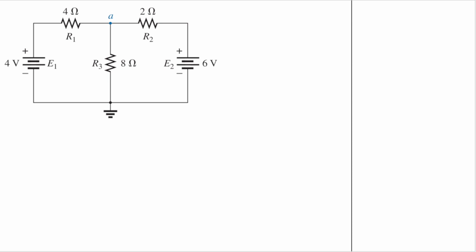Hello, in this video, I will explain how to find this node voltage VA in this circuit using branch current analysis. So our goal is to find VA, the voltage at node A. And we need to use branch current analysis. Let's do exactly that.